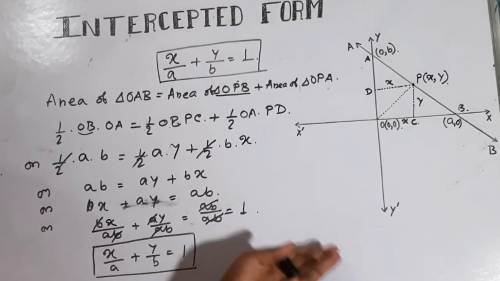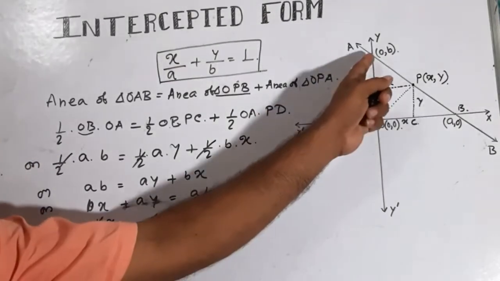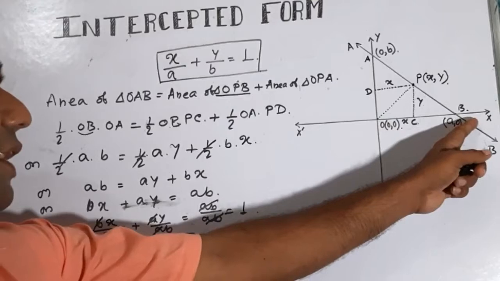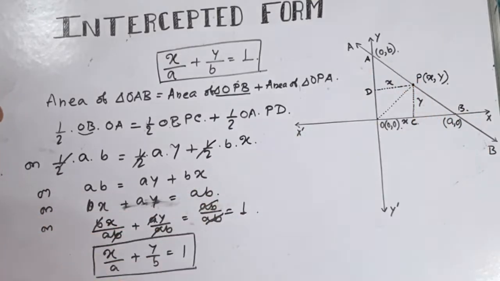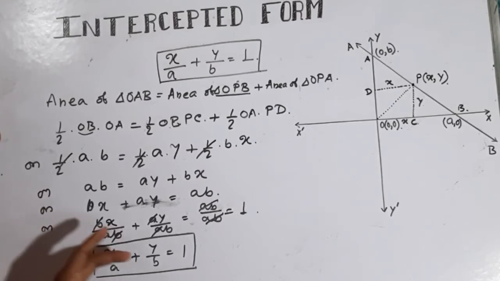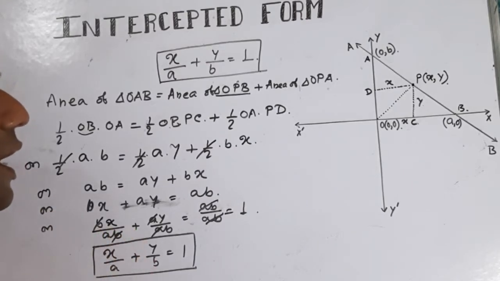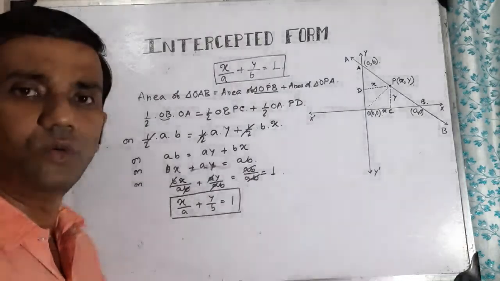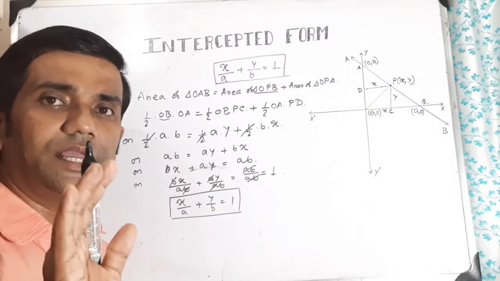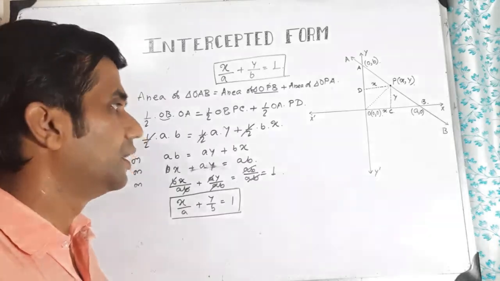Do you understand? What I want to say is that if a straight line cuts the x-axis at (a, 0) and the y-axis at (0, b), then the equation of the straight line is x/a + y/b = 1. Now from this figure we get four such equations. Let us see it.